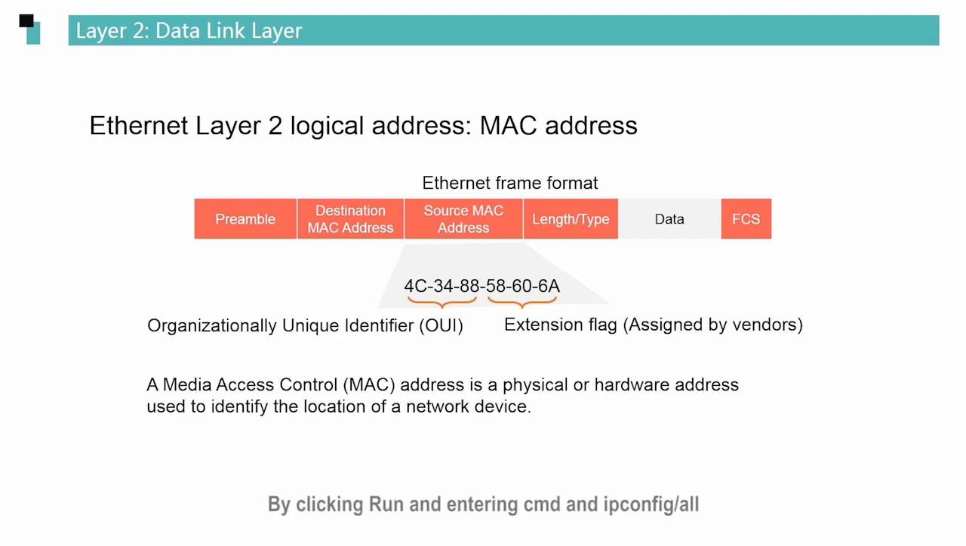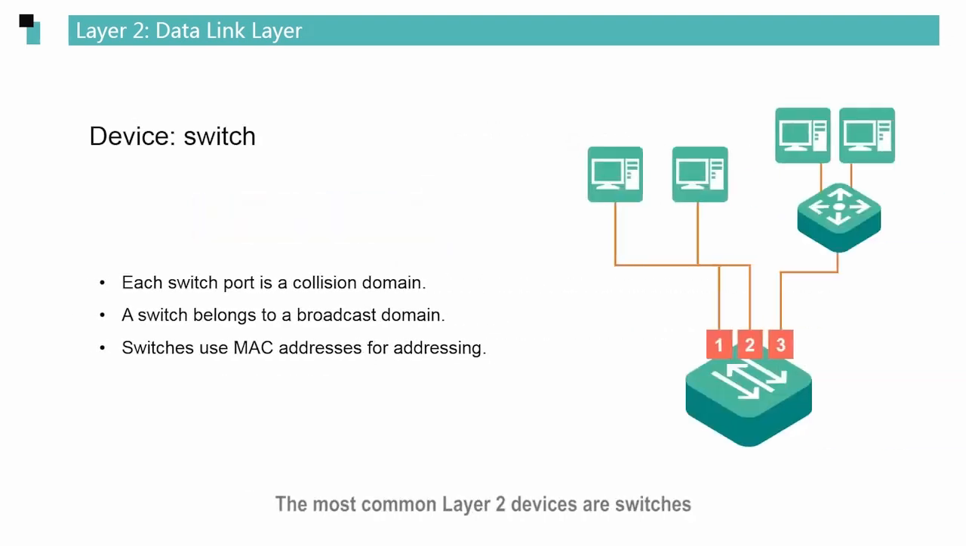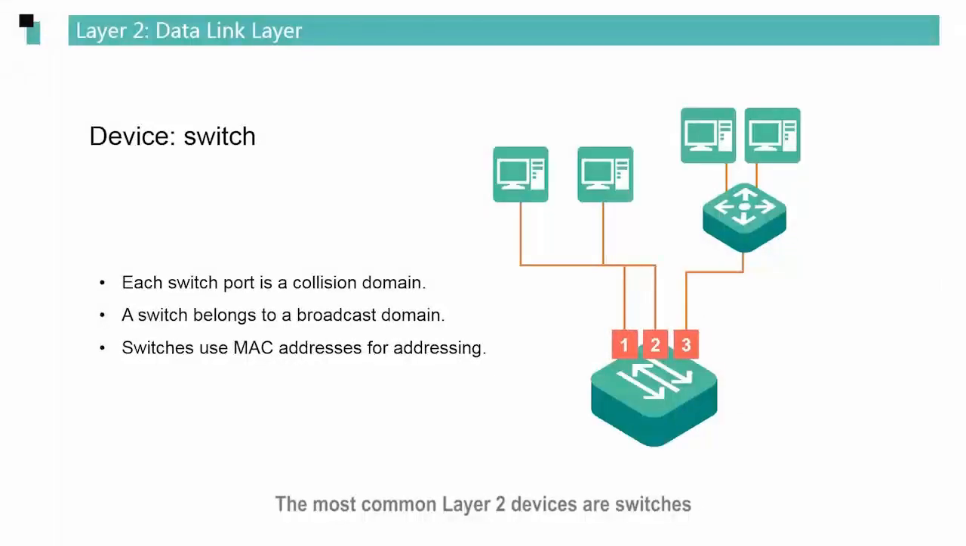By clicking Run and entering CMD ipconfig /all, you can find your wireless network interface card's IP address, subnet mask, gateway address, and DHCP server address. The IP address is assigned by the gateway. In addition, this is where you will find the device's physical MAC address, in hexadecimal notation. The most common Layer 3 devices are routers. The most common Layer 2 devices are switches.